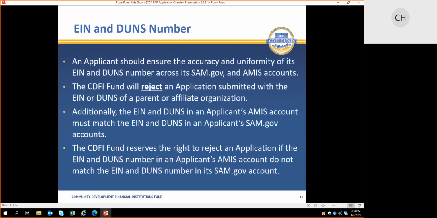I'd like to give a few reminders on the EIN and DUNS numbers. Applicants should ensure the accuracy and uniformity of these numbers across your SAM.gov and AMIS accounts. It's how we link the 2 forms. The CDFI Fund will reject an application that's submitted with the EIN or DUNS of a parent or affiliate organization. So please make sure that you are logged into your correct AMIS account for the organization that is applying for RRP and using that DUNS number. Additionally, the DUNS numbers must match, and the CDFI Fund reserves the right to reject an application if the EIN and DUNS numbers do not match between AMIS and SAM.gov.